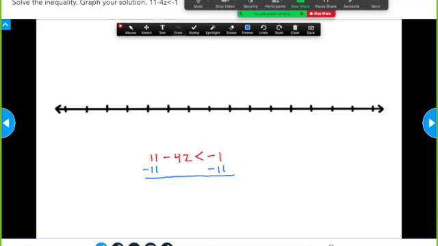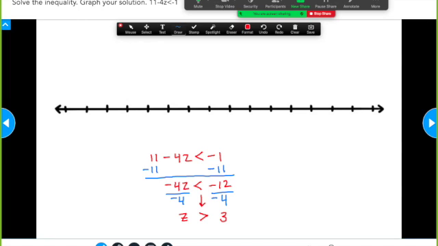When I subtract 11 on both sides, I drop down that 4z. I'm left with negative 4z being less than negative 12. Then right here, I can divide negative 4 on both sides. When I divide negative 4 on both sides, I'm left with z. And then negative 12 divided by negative 4 gives me positive 3. And since I'm dividing by a negative number, that means I have to flip my inequality symbol to being greater than.